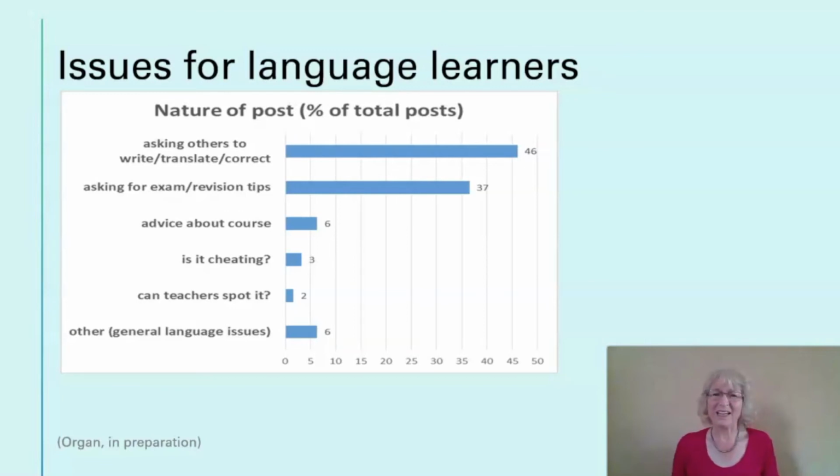When I analysed them to see what the nature of their inquiry was, I was shocked to discover that the majority were asking fellow students to either write, translate, or correct their work for them. Others were asking for general exam tips. Some wanted to know whether it counted as cheating if they used Google Translate, and others whether their teacher would be able to spot it.